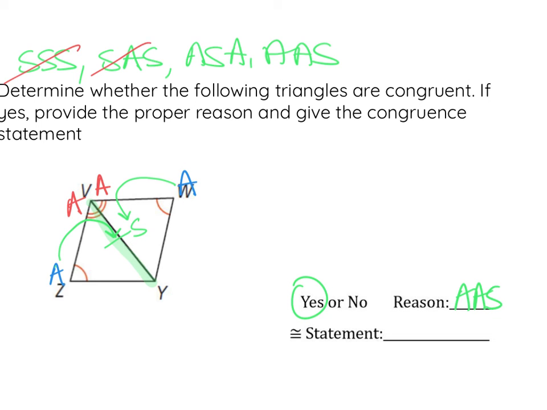And again, for the congruence statement, I need to match. So let's say I say triangle ZVY. I'm starting at Z, which is one mark, so that has to match W here. Then I'm going to V, which matches V, and then I'm going to Y, which matches Y. So ZVY is congruent to WVY.